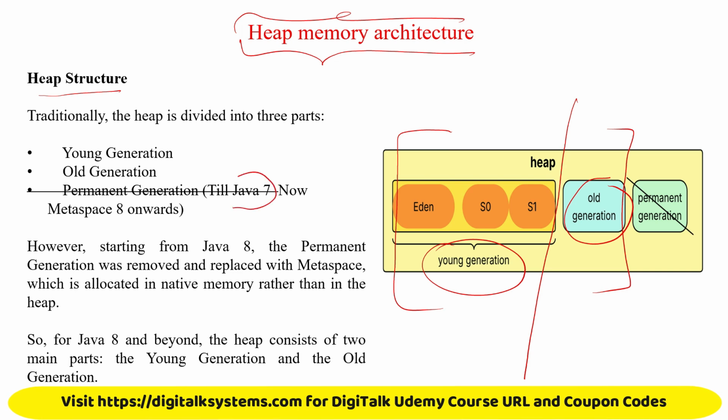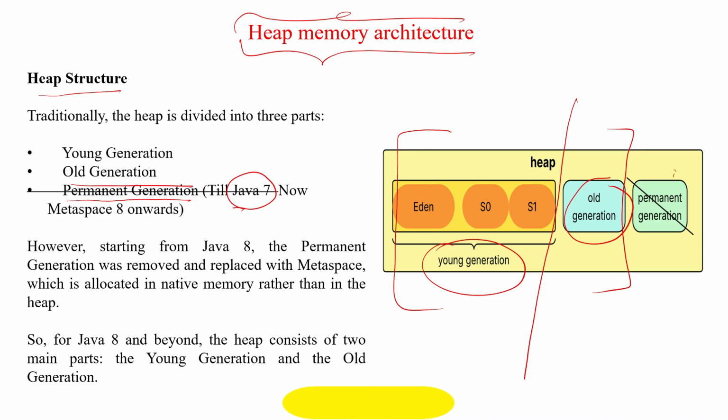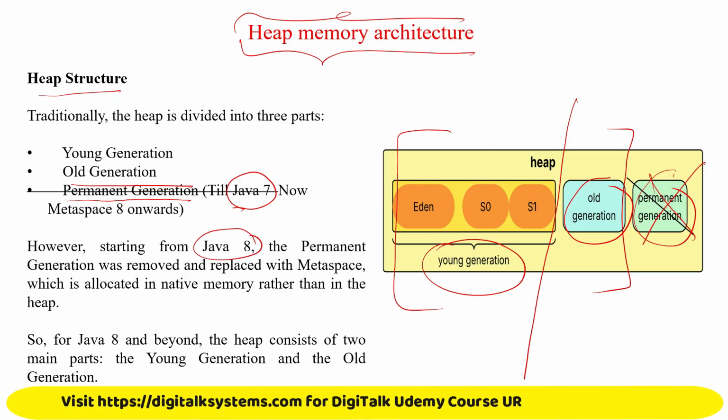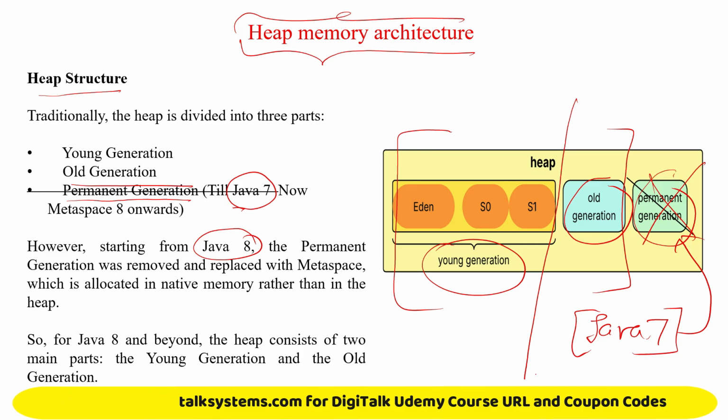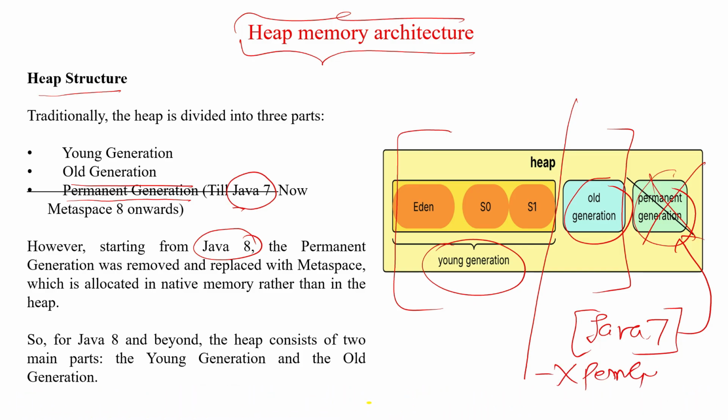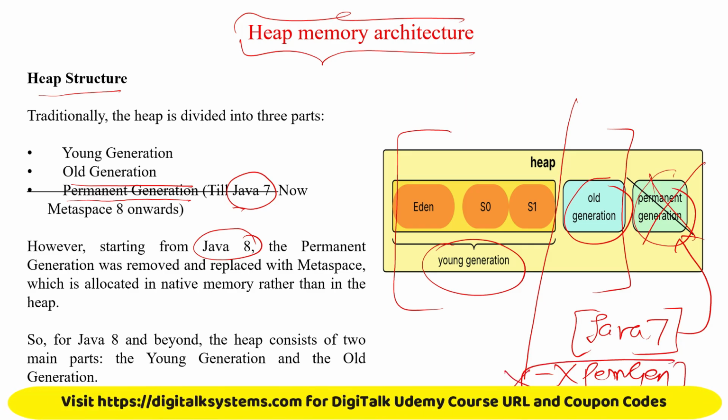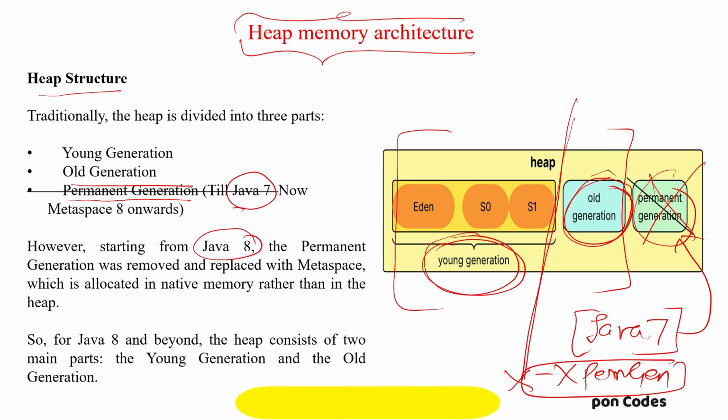Till Java 7 we had one more section, which was called the permanent generation, for the metadata of the classes. It is not part of the heap from Java 8 onwards. Till Java 7 the permanent generation was there, and for that there is a parameter called -XX:PermSize to define the memory size. This parameter is not applicable from Java 8 onwards. So now we have two main areas, the old generation and the young generation, two partitions.